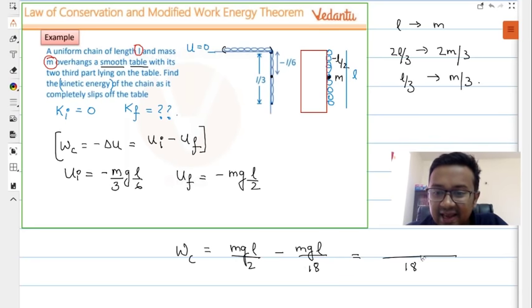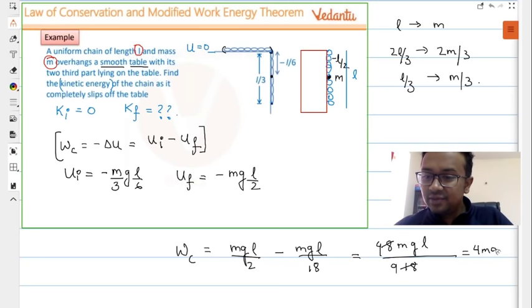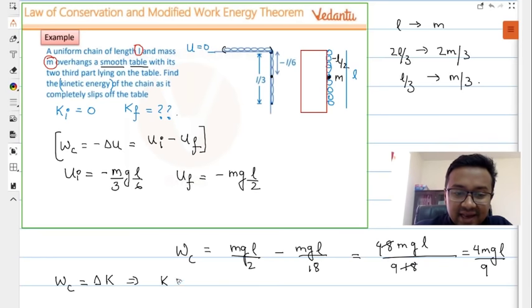So 18 divided by 2 is 9 times, and 18 divided by 18 is 1 times. So this is going to be 8 mgL upon 18, which is the LCM here. That's going to be the final thing. So 2 fours are 8 and 2 nines are 18. So the final result is 4mgL upon 9. My dear students, that is going to be the work done by the conservative force, and we know that the work done by the conservative force is delta K, which implies my final kinetic energy is equal to 4mgL upon 9.